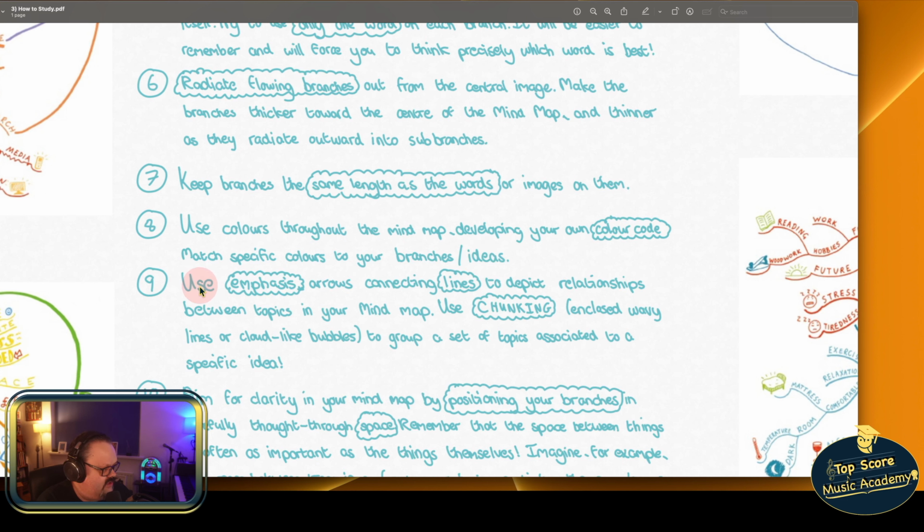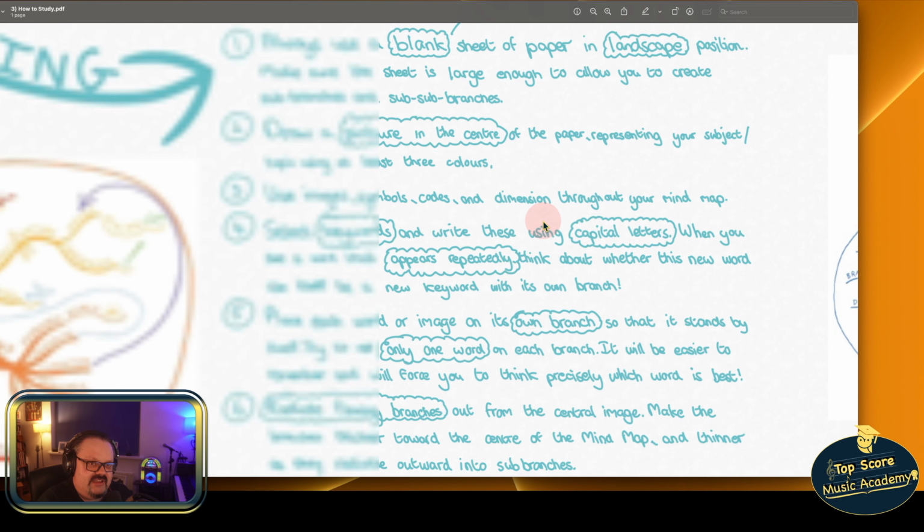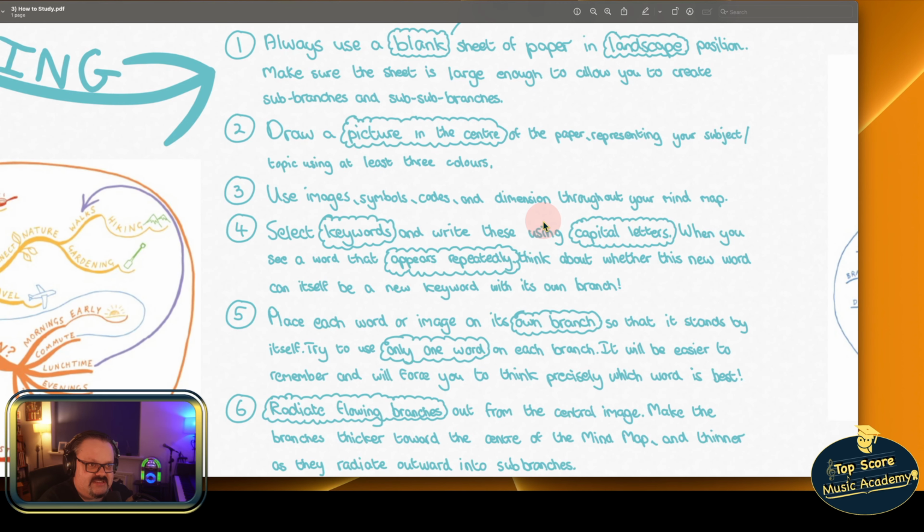And number 9, use emphasis arrows connecting lines to depict relationships between topics in your mind map. Use chunking, enclosed wavy lines or cloud-like bubbles. That's actually a good idea. We're going to see that in a couple of the examples that I use as well.